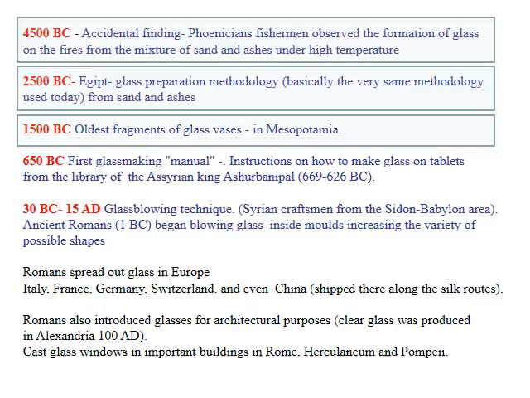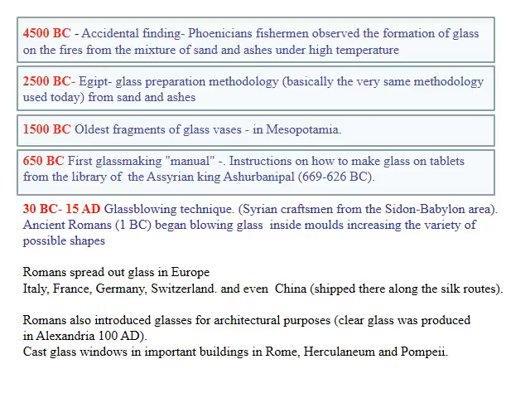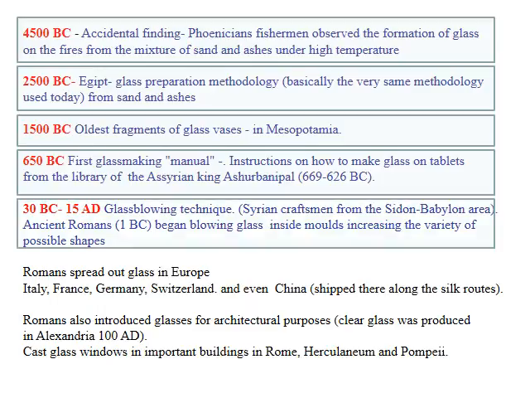1500 years BC, the oldest fragments of glass vases were found in Mesopotamia. 650 BC, first glass-making manual, instructions on how to make glasses, on tablets from the library of the Assyrian king Ashurbanipal. 30 BC until 15 AD, the glass-blowing techniques were established by Syrian craftsmen from the Sidon-Babylon area.